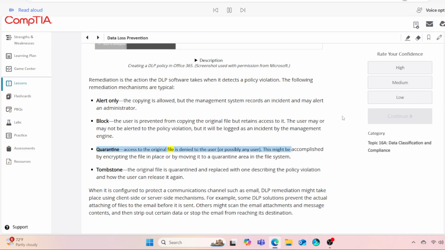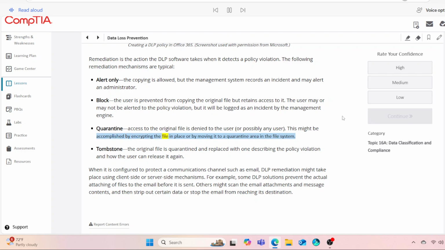Quarantine. Access to the original file is denied to the user or possibly any user. This might be accomplished by encrypting the file in place or by moving it to a quarantine area in the file system. Tombstone. The original file is quarantined and replaced with one describing the policy violation and how the user can release it again.